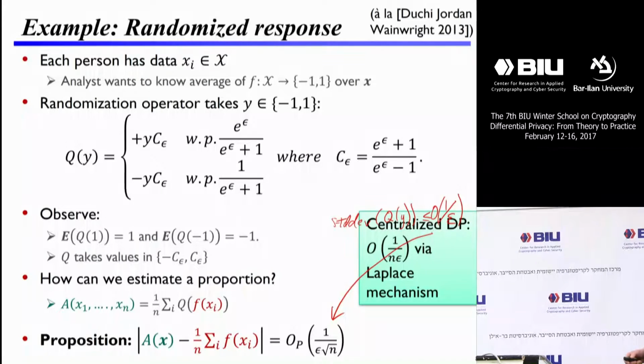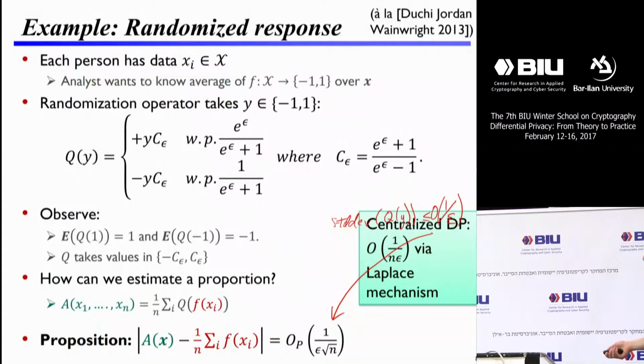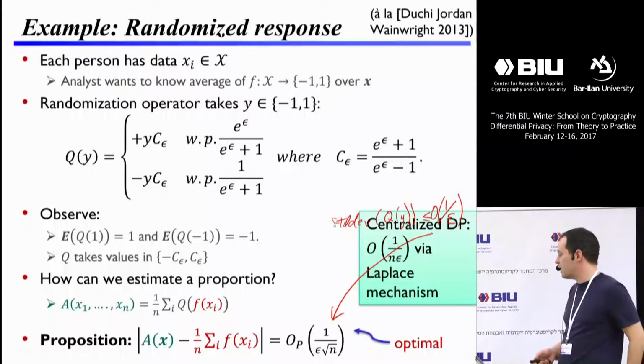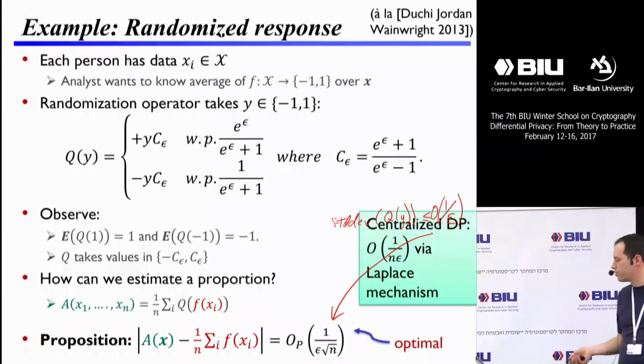And just for contrast, if we compare to what we would get in the central model using the Laplace mechanism, sorry for the graffiti, in the central model we get noise 1 over n epsilon instead of 1 over epsilon square root of n. And so right away we see a big difference in the accuracy we can get in the two models. Okay. And that difference is unavoidable, as we'll see later in the talk. This bound is as good as it could possibly be.